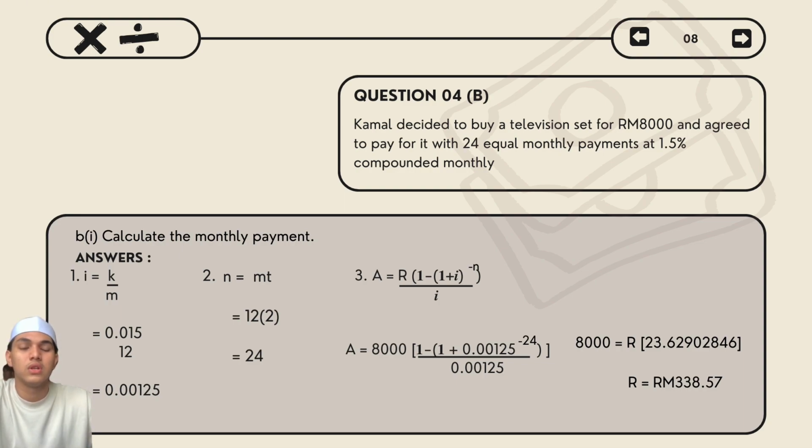Second step, we need to find N, using the formula N equals MT, and we will get 24. The third step is A equals R bracket 1 minus open the bracket 1 plus i close the bracket in the power of negative n per i. So the final answer we will get is RM338.57.